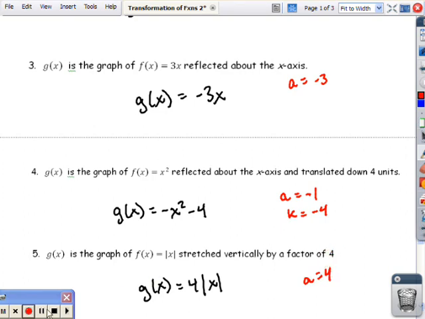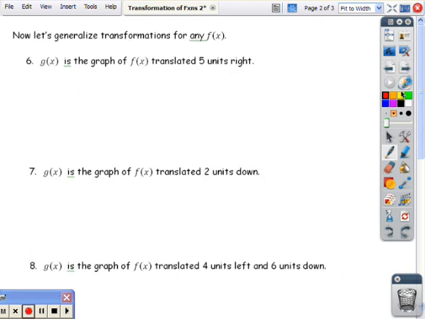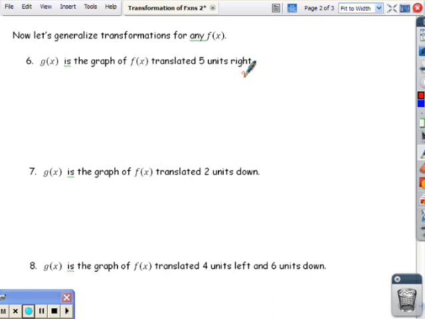And that's the warm-up. Now let's generalize for any function f of x, today's lesson. Here we have a similar familiar statement, except I don't have f of x equals anything. It's just f of x.